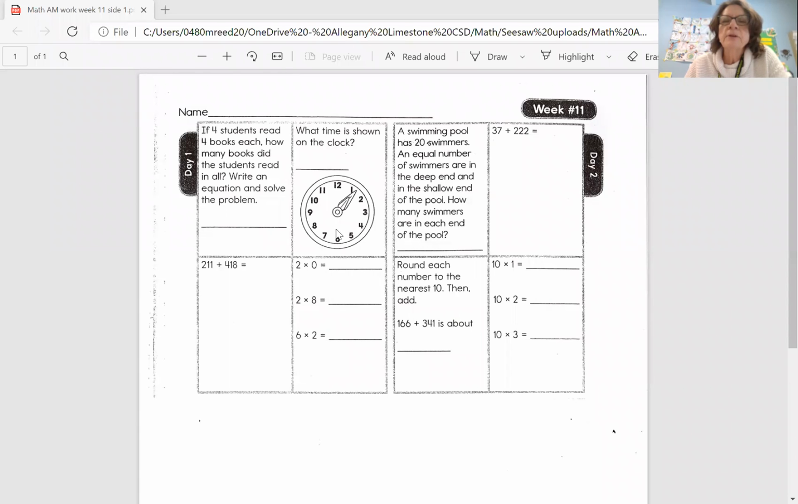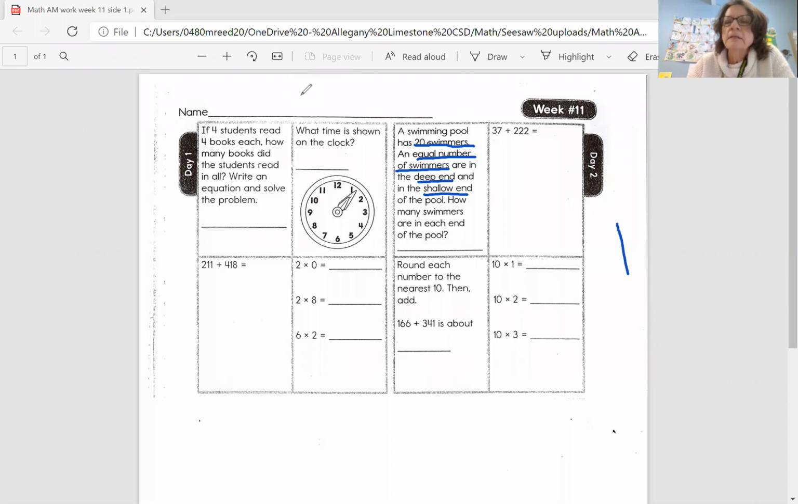Right, and we're on day 2, so these 4 questions right here. And our first question happens to be a word problem. And it says a swimming pool has 20 swimmers. So we know the swimming pool has 20 swimmers. We also know there's an equal number of swimmers in the deep end and in the shallow end of the pool. So I'm thinking right now of a pool, and I'm thinking of a deep end and a shallow end, and I'm thinking there's 20 swimmers in there, but there's an equal number in each end. It says how many swimmers are in each end of the pool.